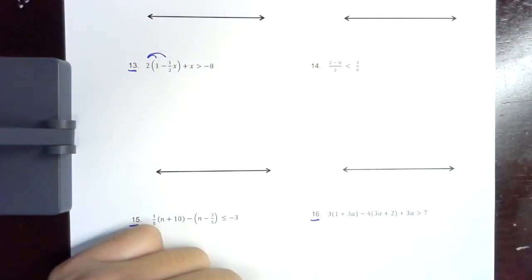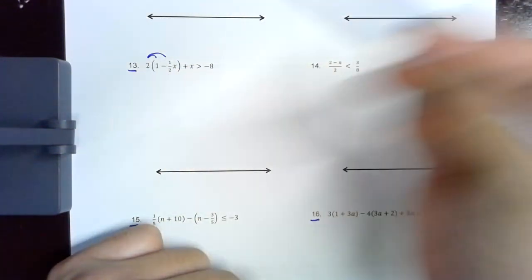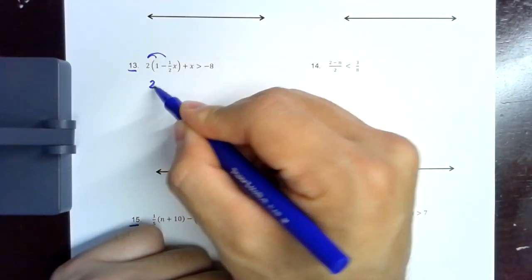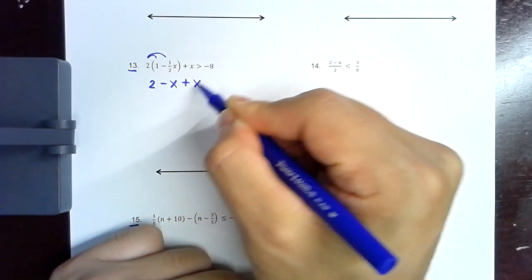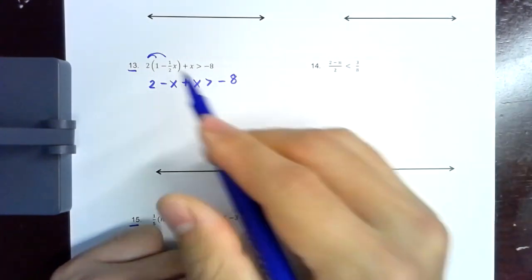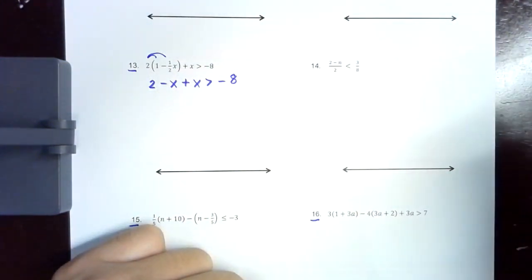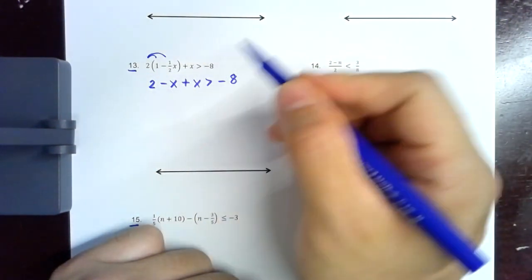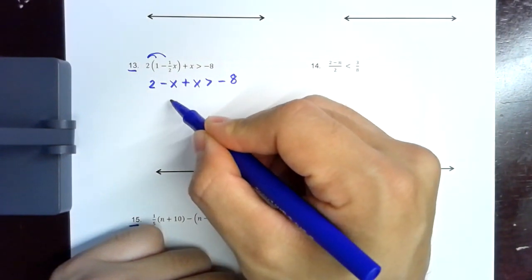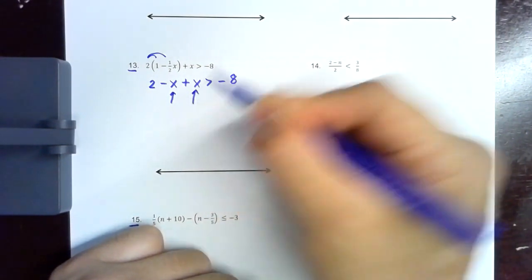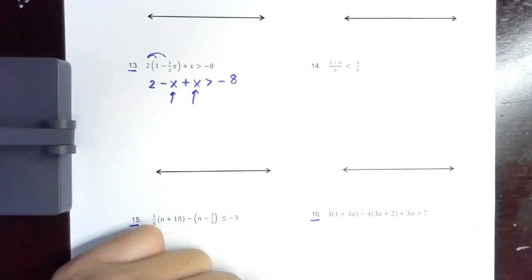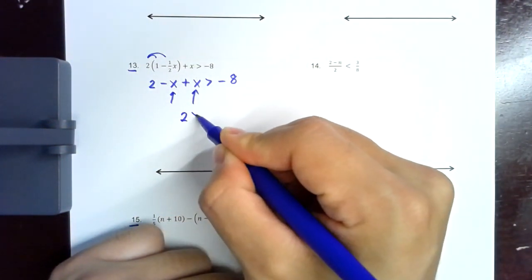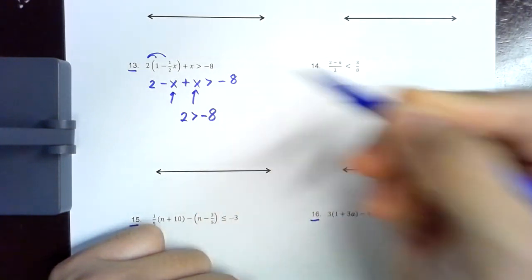Okay, so for number 13, I immediately am going to distribute the 2 because we know it's outside of the group. And I get 2 minus x plus x is greater than negative 8, right? Because 2 times negative 1 half is actually a negative 1. And what's really, really interesting about this one is you can see how there's a negative x and there's an x right next to each other. So they actually cancel, and I get a statement that says 2 is greater than negative 8.